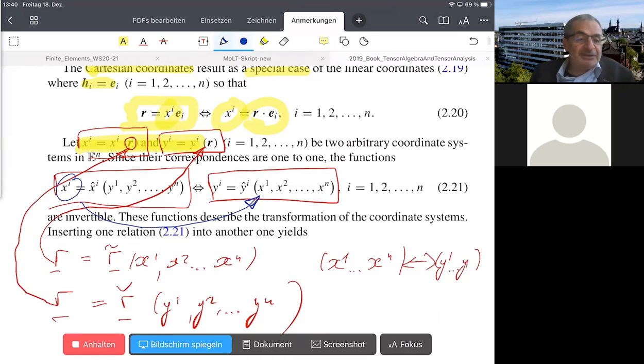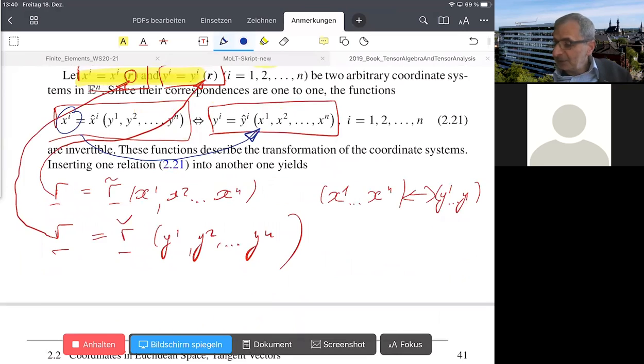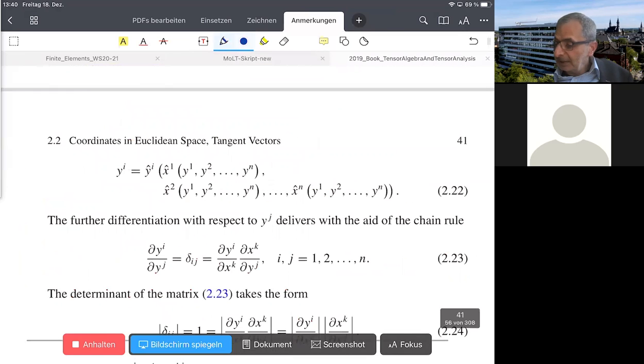You will see later why we need it. So this is what I do here. Look, yi is a function of x, but the x themselves, that is why you see here another symbol, are functions of y, right? And so on.